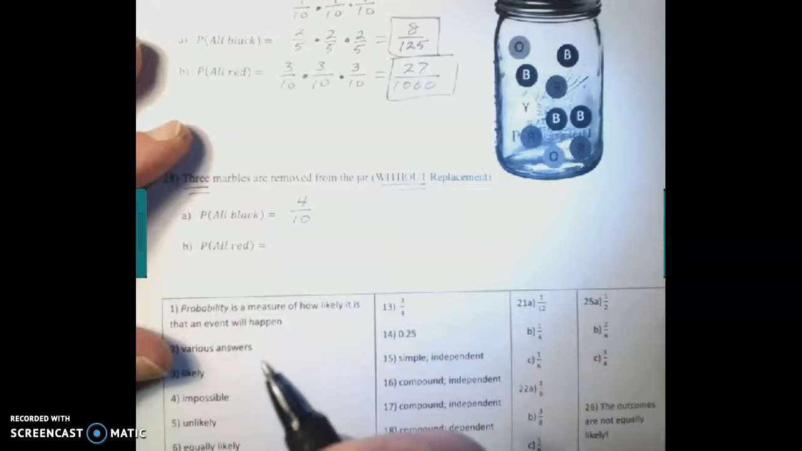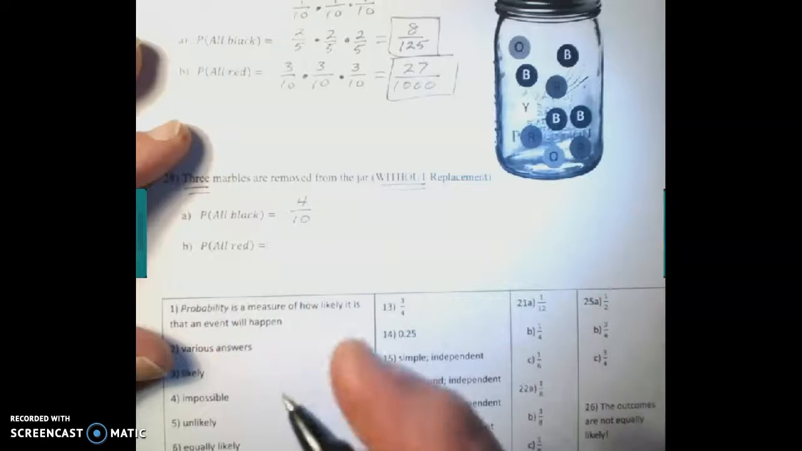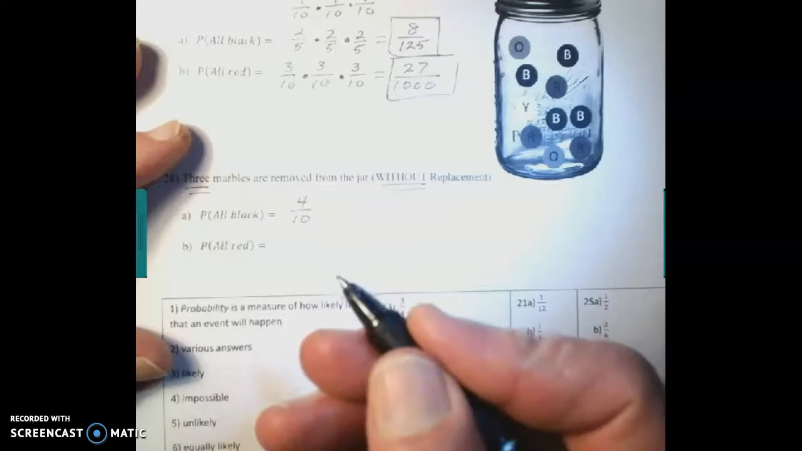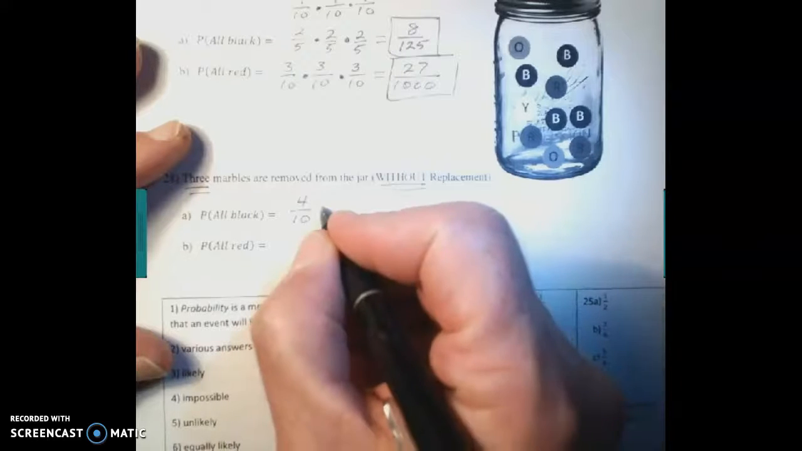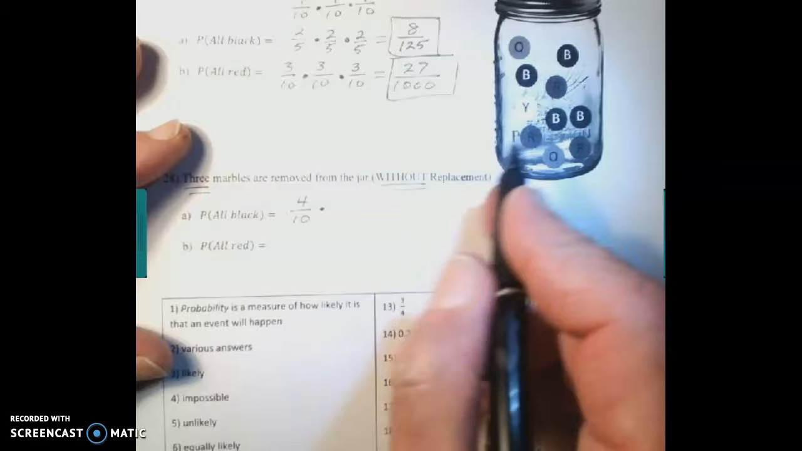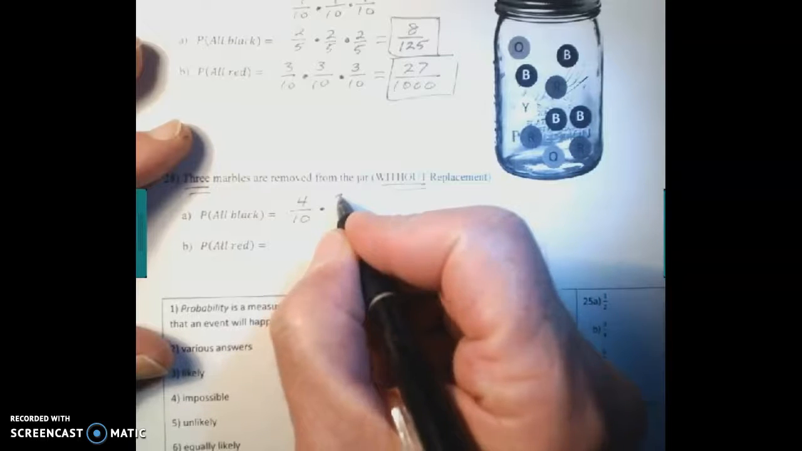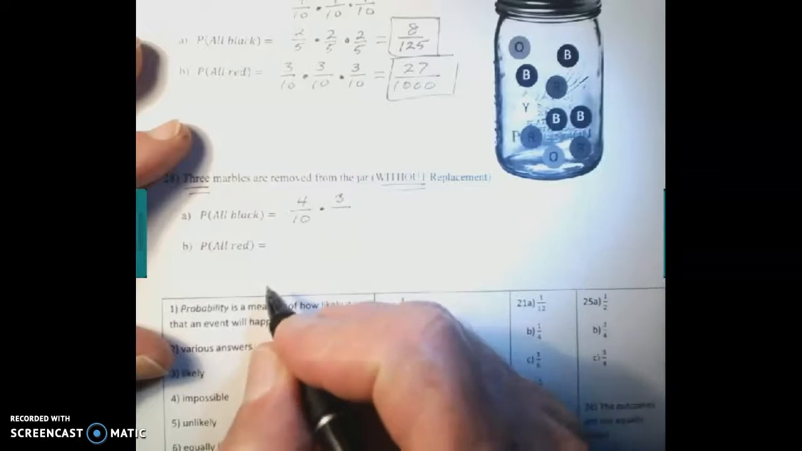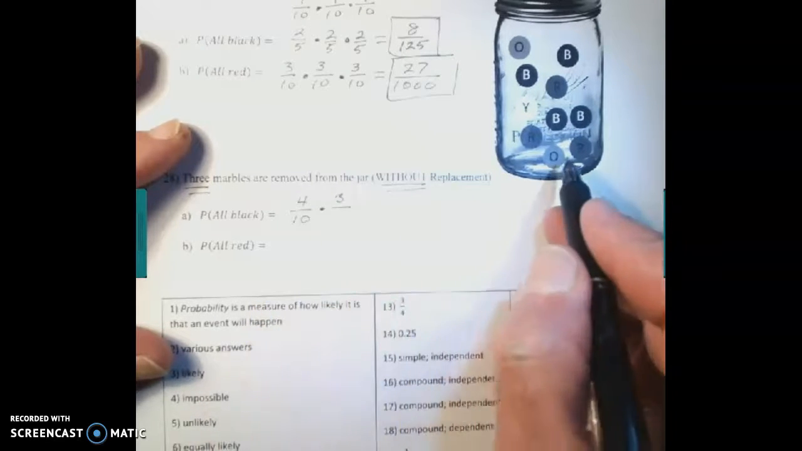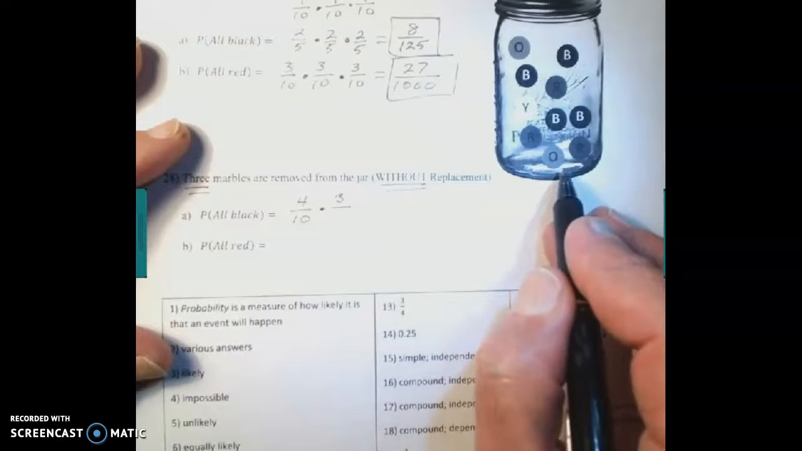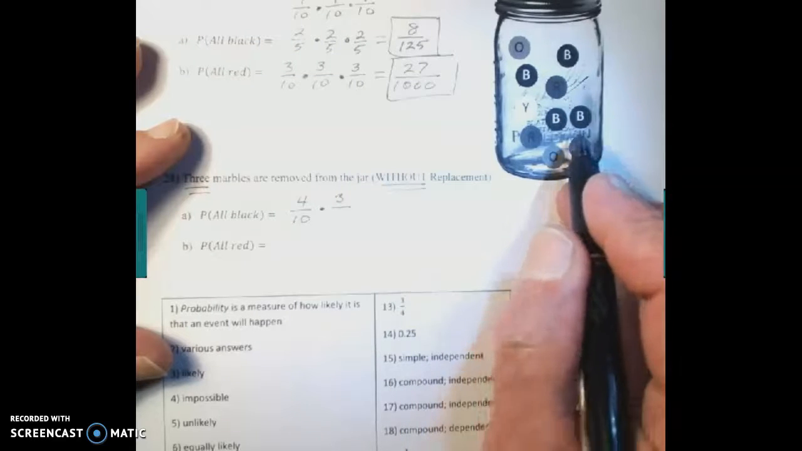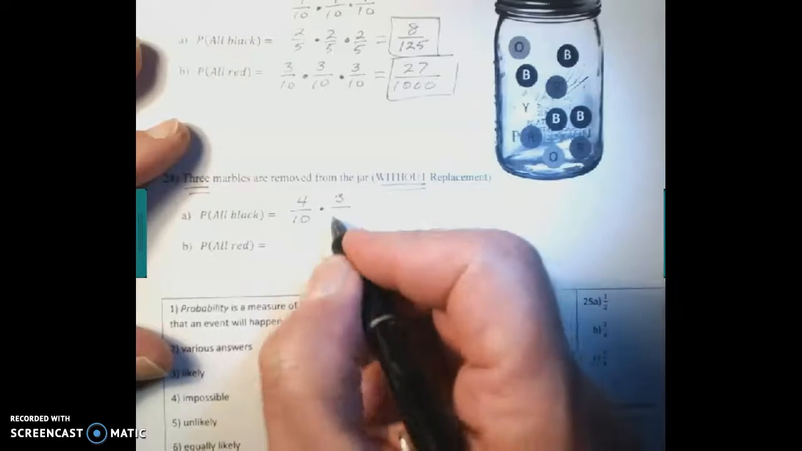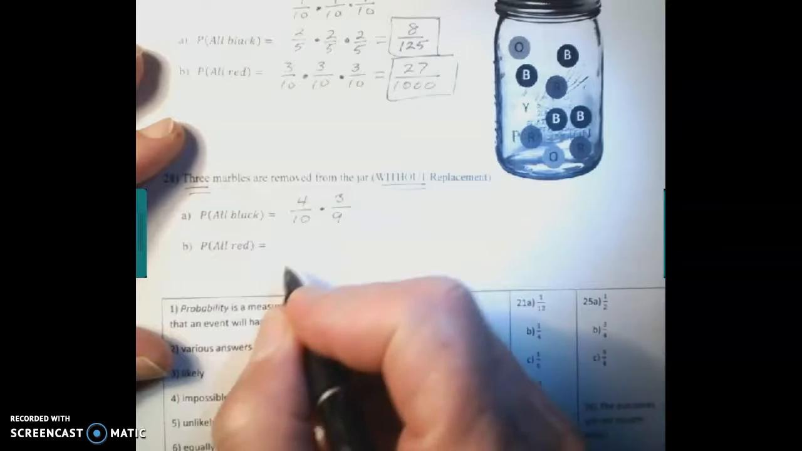You assume you get a black marble, but you don't put it back in the jar. So when you reach in again the second time, if you took out a black marble, there are only 3 black marbles in the jar. And not only that, the marble you took out, you didn't put back in, so there aren't 10 marbles anymore. There would only be 9 marbles.